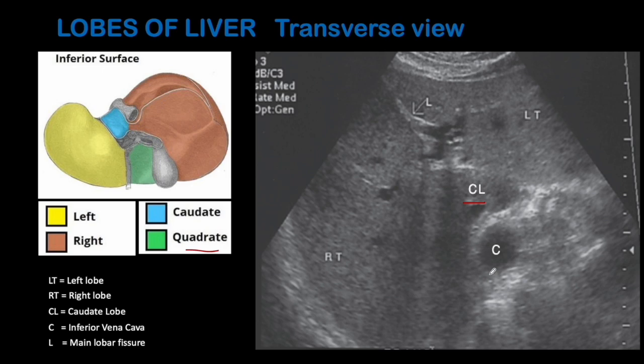First, you have to identify inferior vena cava. This structure here is inferior vena cava. This is located posteriorly, or it is located in the inferior aspect of the screen. So this segment here represents the caudate lobe, and this entire large liver lobe is right liver lobe. This hyperechoic line here represents diaphragm.